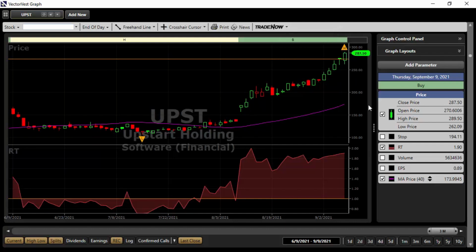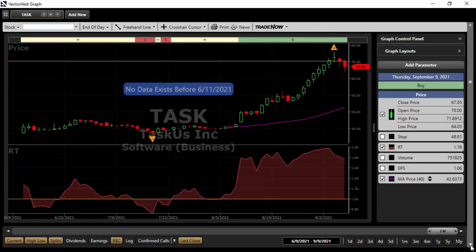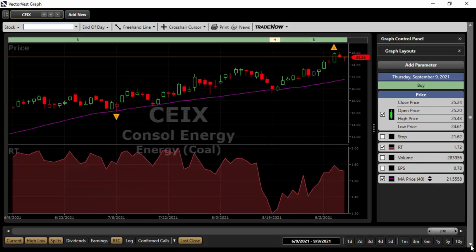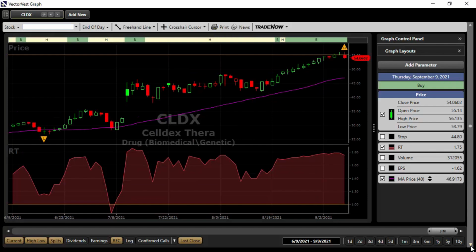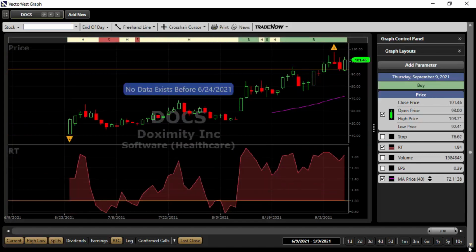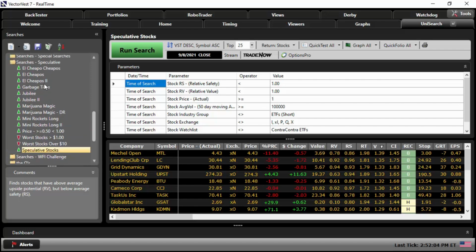And you can find countless opportunities that can easily make you money no matter what your investment style is, and VectorVest can help you find those quickly and easily to help reduce the amount of time it takes to manage your portfolio. So therefore, we do all the work and you get to reap the profits. We get out of here. Honorable mentions from the speculative folder would come from Mini Rockets Long or El Cheapos.